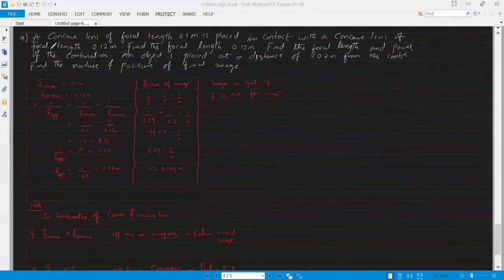Okay, let us go for another problem. This is a very similar problem to the previous problem. It's the same, only a small change is there. We'll see what that is.